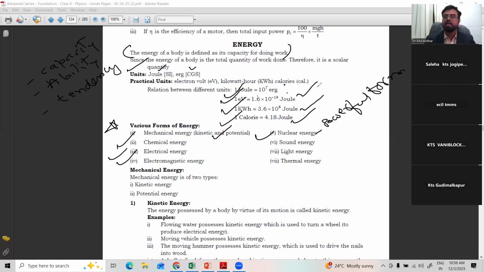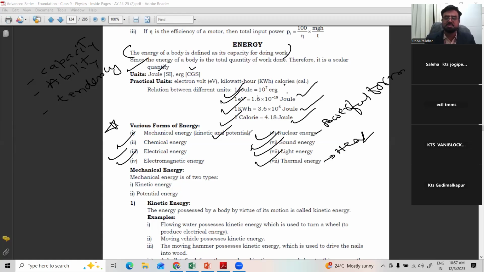Like bombs, atom bombs. Light and sound energy, light energy, thermal energy. Thermal is nothing but heat. Heat energy. So these all are the various forms of energies, various types. We can use the energy of these forms everywhere in our daily life. Without these energies, we cannot spend a day. From the day's beginning to day's end, we use many of these energies.